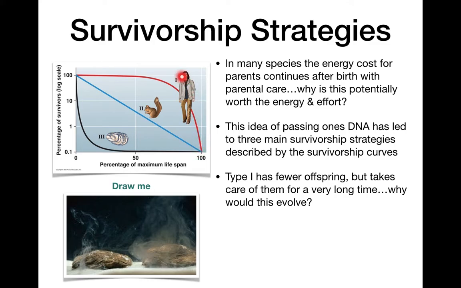But most of them live to be older age, and that's very common in type 1. A big part of that is because parental care is so high. They're taking care of their offspring for so long. They get a really solid start in life.